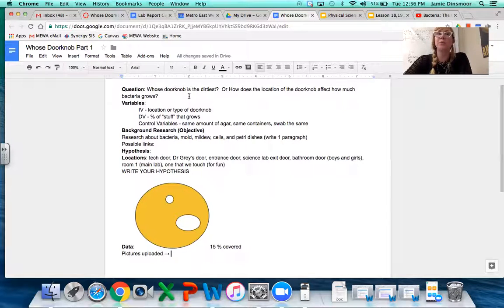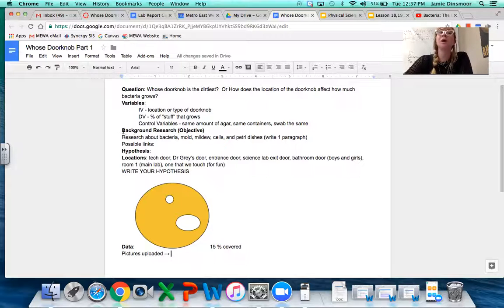So whose doorknob is the dirtiest, right, is our question. If you want to make it a little more scientific sounding, you could say, how does the location of the doorknob affect how much bacteria grows? Our independent variable is the location or the type of doorknob. Our dependent variable is going to be the percentage of stuff that grows, right? This is going to be a lot of different things. This could be yeast, mold, mildew, bacteria. It's going to be really hard for us to tell and distinguish between those, but we're going to try.